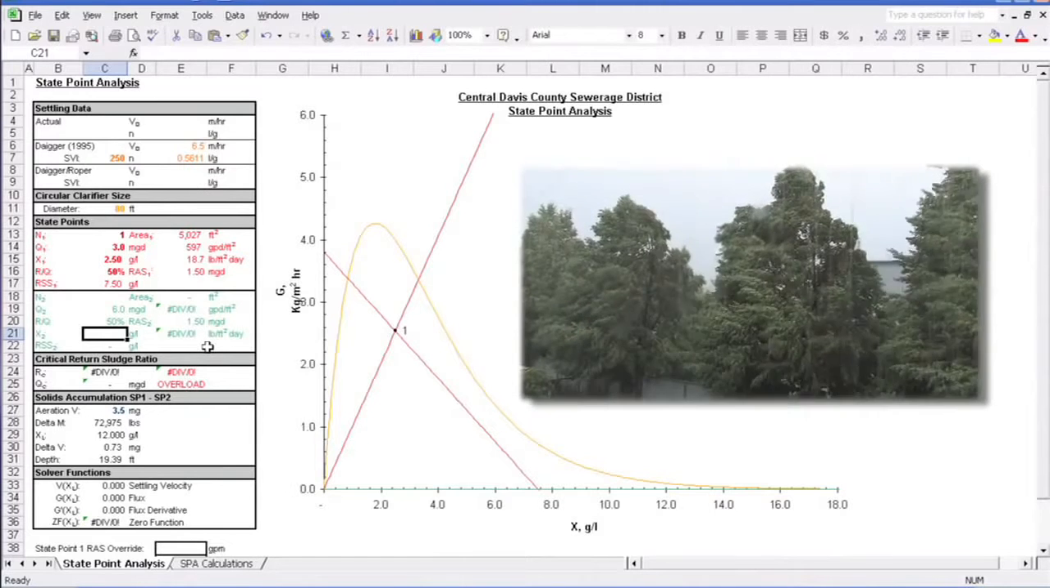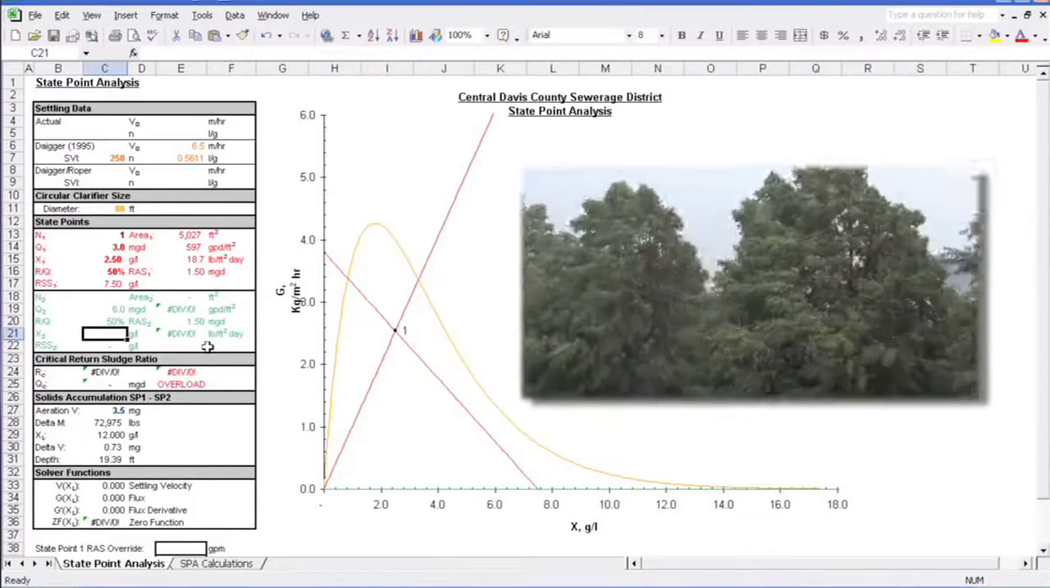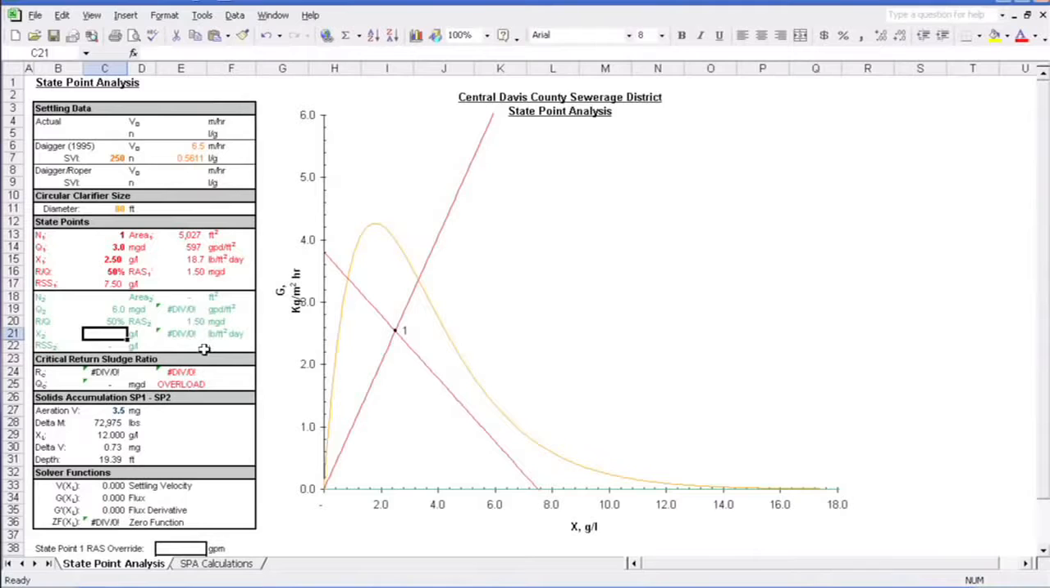So a rainstorm hits your system and the flows begin to rise. Before you know it, your influent flow has risen to 4 mgd and your RAS pumps don't automatically adjust with the flow. For this, we need to override the RAS rate. We see that 50% of 3 mgd is 1.5 mgd of RAS.